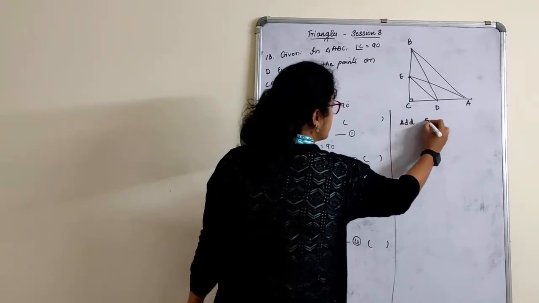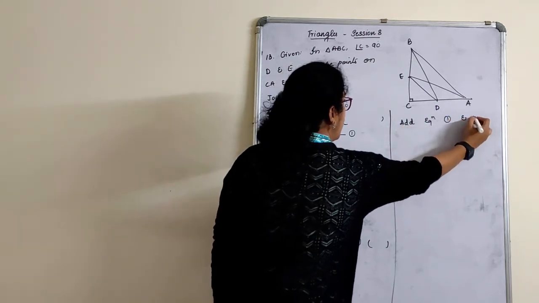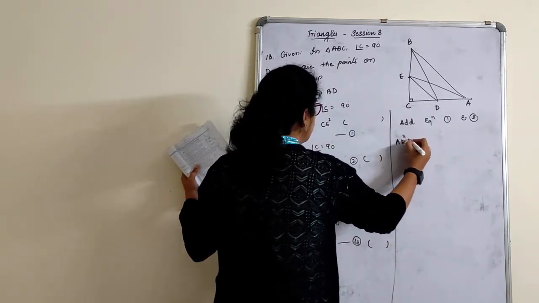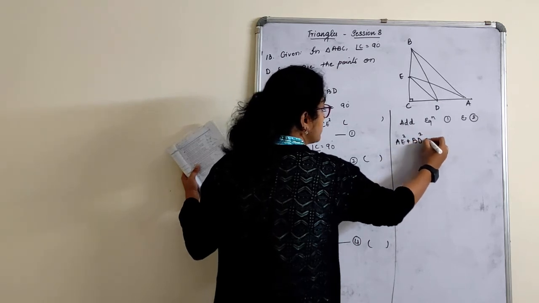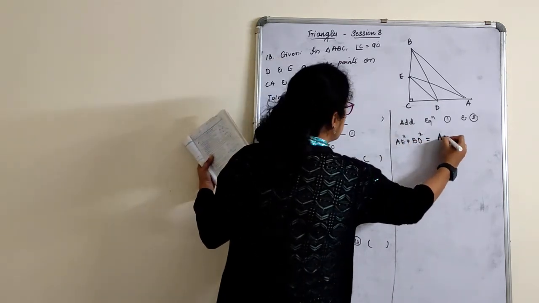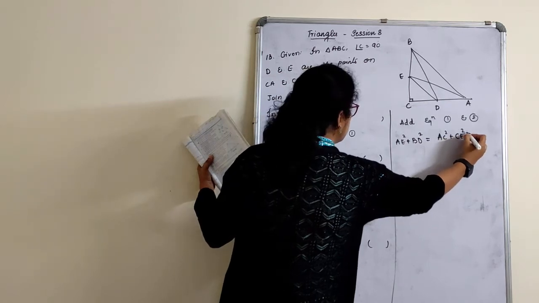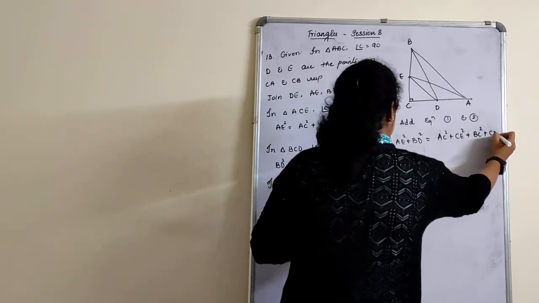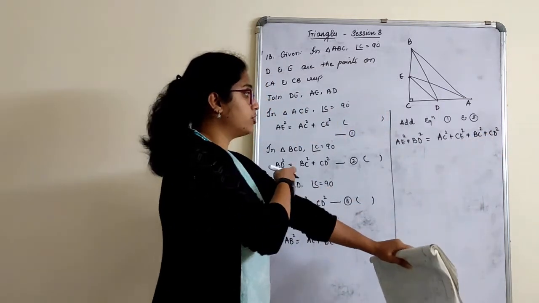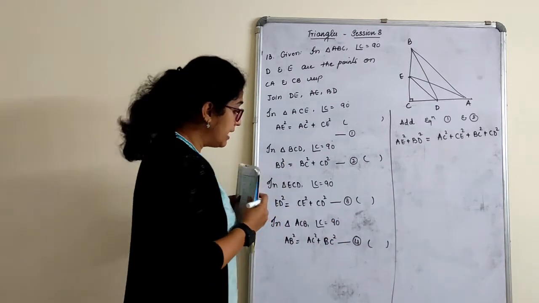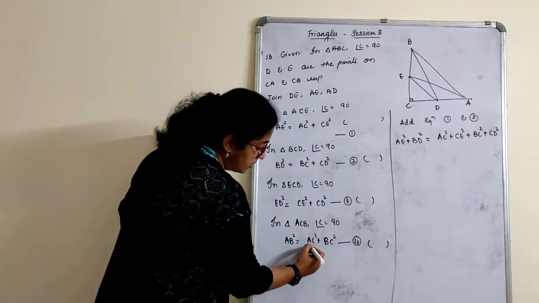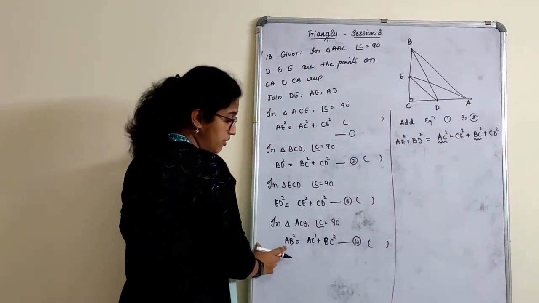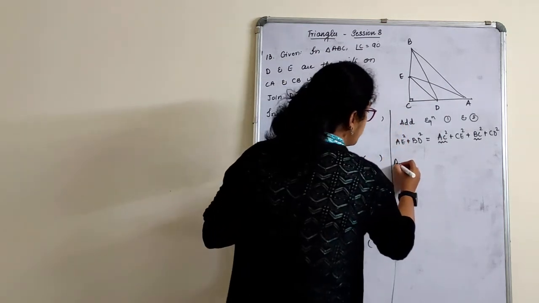Add equation 1 and 2. So if I add equation 1 and 2, what do I get? AE square plus BD square is equal to AC square plus CE square plus BC square plus CD square. But that is not the actual result I want, but my LHS part is same. Now look for the other options children here. AC square plus BC square is actually what? AB square. Make use of it.